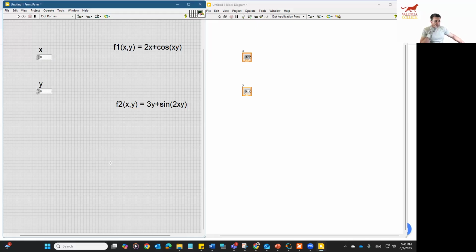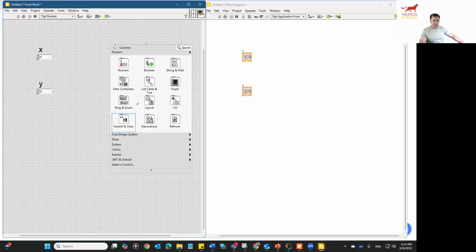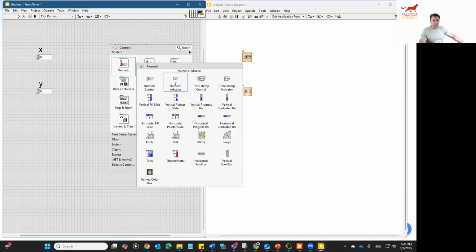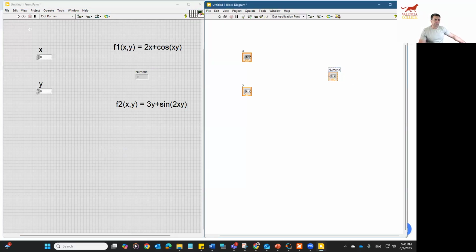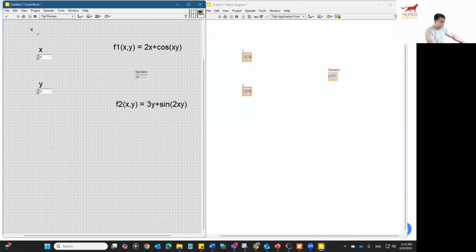So the first thing that we are looking at is, of course, we have to put a numeric indicator in order to see the calculated value, either from the first function or the second function. And of course, let's say this is my exercise 1.